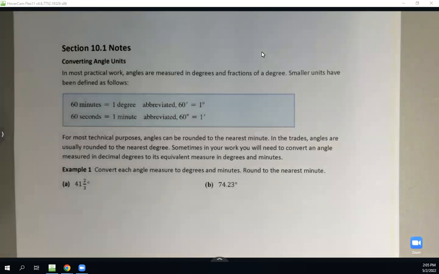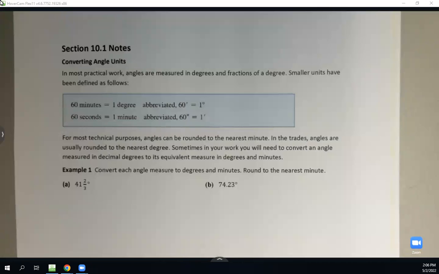So in chapter 10, it's a trigonometry unit. Trigonometry is like the study of triangles. Specifically, we're going to focus primarily on right triangles. So we're going to be dealing with trigonometry topics involving usually right triangles, but we have a little bit of preliminary work to do before we get into the right triangles.